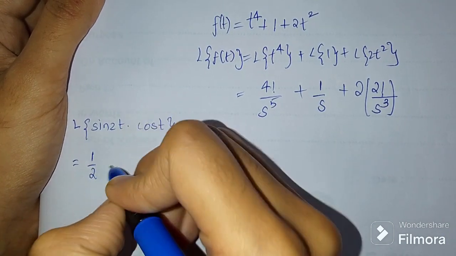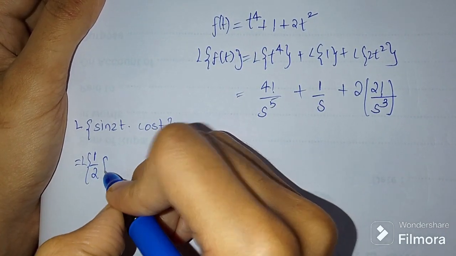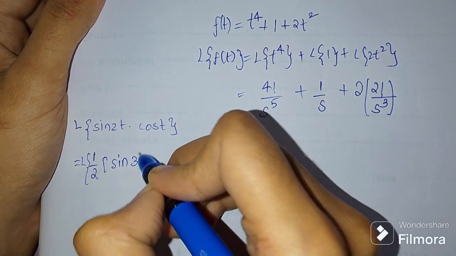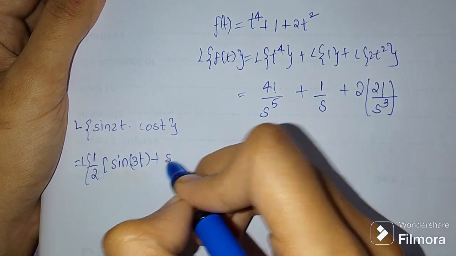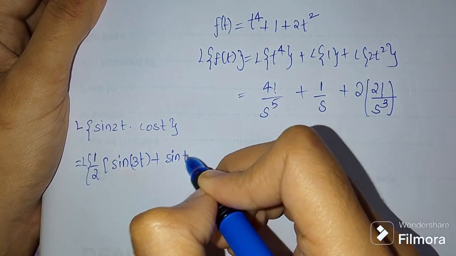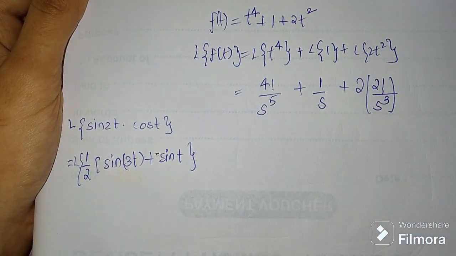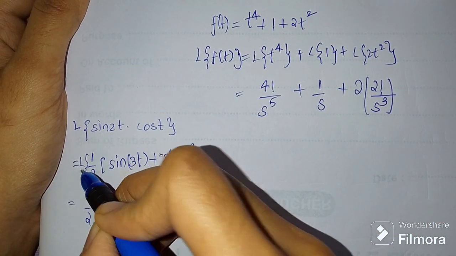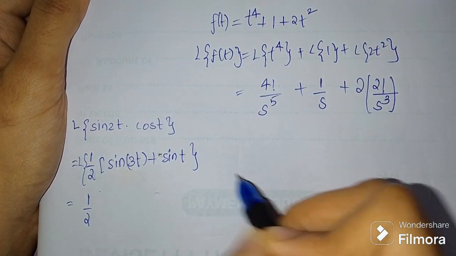So 1 by 2 into Laplace of sine 3t, 2t plus t, sine 3t plus 2t minus t, sine t. So this is only formula: sin a cos b, sin a plus b plus sin a minus b. Now I'll put the constant outside. Laplace of sin 3t plus Laplace of sin t, I'm writing directly.